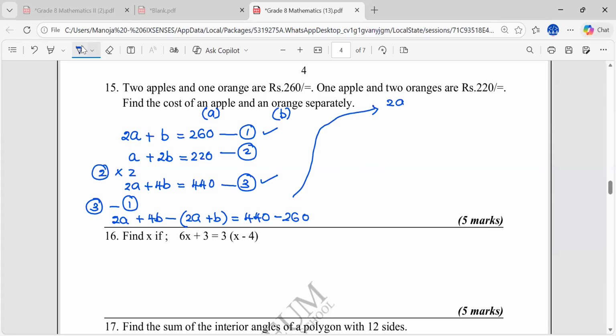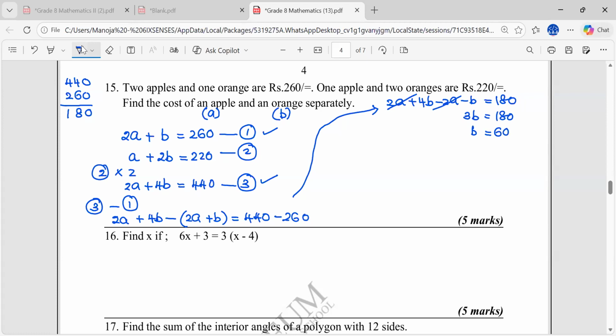So then I can write 2A plus 4B minus 2A minus B equal to, you can separately find that 440 subtract 260. So 14 minus 8, 6; 4 minus 2, it is 2; 3 minus 2, it is 1. Right? 180. Then you can write 180 here. And you can see the 2A, 2A you can cancel. 4B minus B, it is 3B equal to 180. And B is equal to 60.